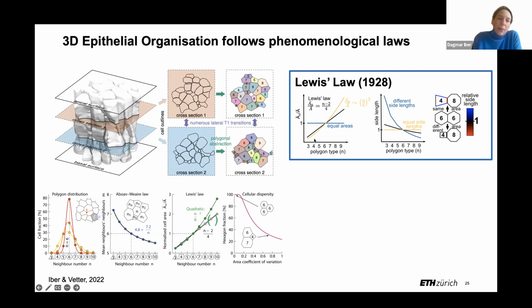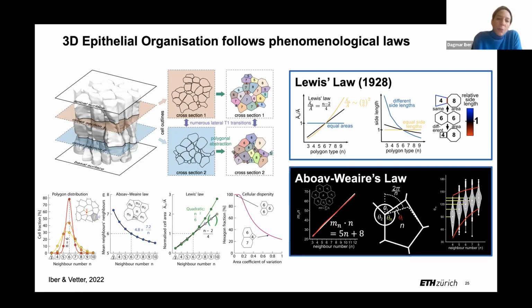We can derive that, and also because you always have to have 360 degrees at each vertex, while each polygonal type has a different preferred angle for regular polygons. You're getting a trade-off, and that leads to Aboav-Weaire's law. So it's basically very simple energy considerations that lead to these fundamental phenomenological relationships.